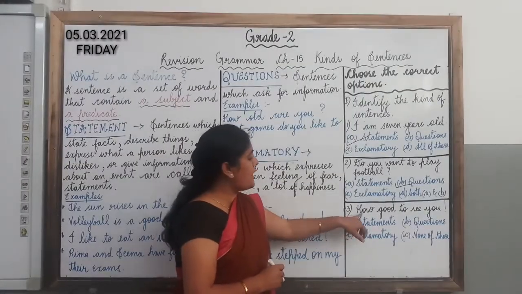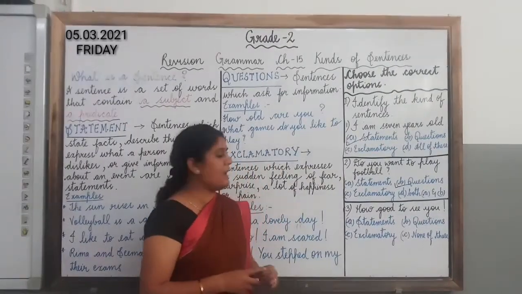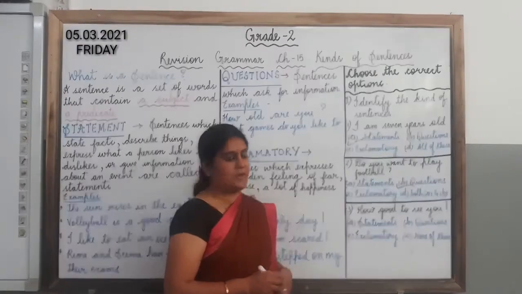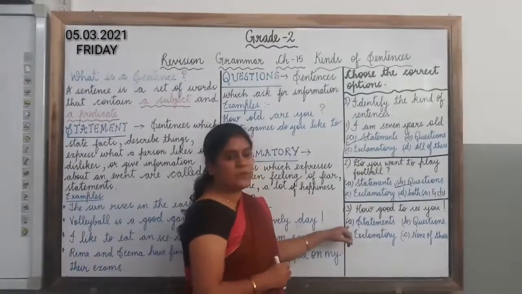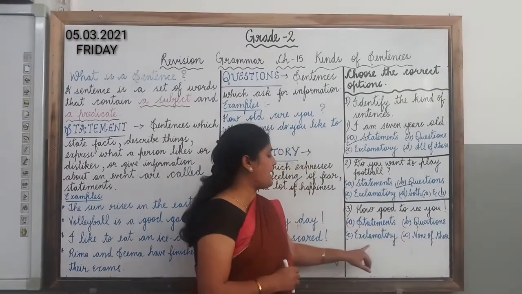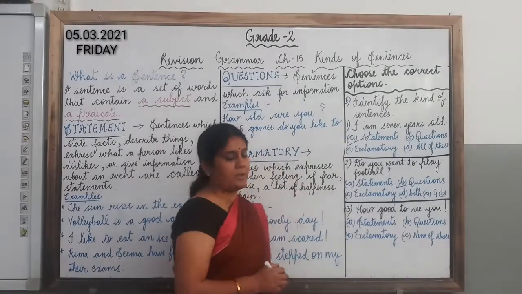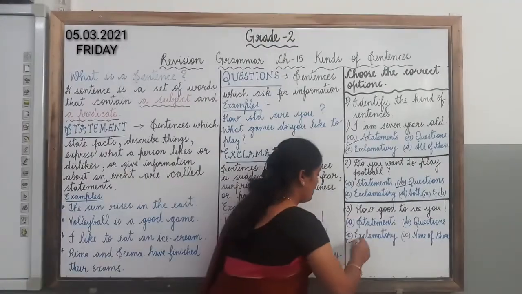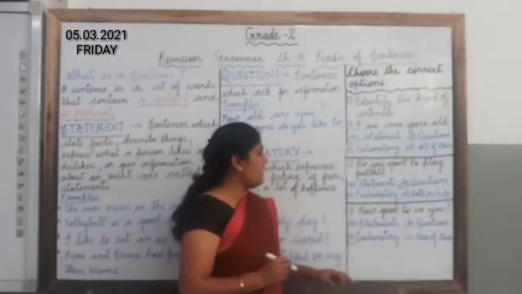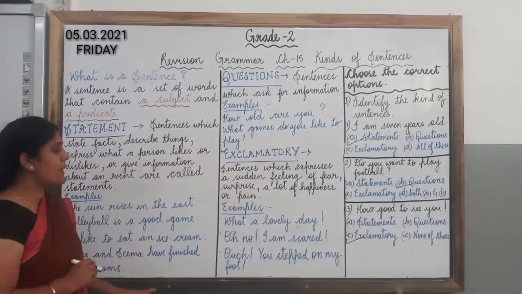Now third is, how good to see you. Here the feeling of happiness is there, and at the end you can see exclamation mark is used. So options are A statements, B questions, C exclamatory, and D none of these. Which is the correct option? Yes, exclamatory is the correct option. So children, I hope you have understood all the three kinds of sentences.